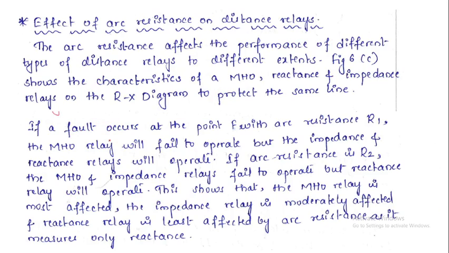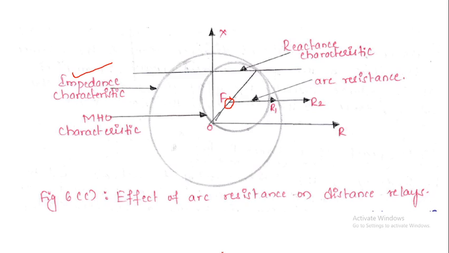Correct? If the fault occurs at the point F with the arc resistance R1, the Mho relay will fail to operate, but the impedance and reactance relays will operate. If the arc resistance is increased to R2, the Mho and impedance relays fail to operate, but the reactance relay will operate. How is it going to operate? Again, if I increase this arc resistance from R1 to R2, because of the severity of the arc produced, the resistance is increased beyond R1, and the new resistance value is R2.